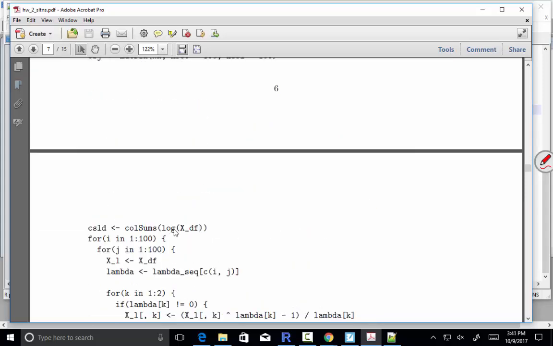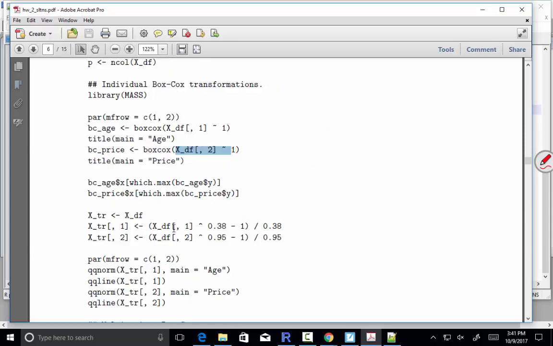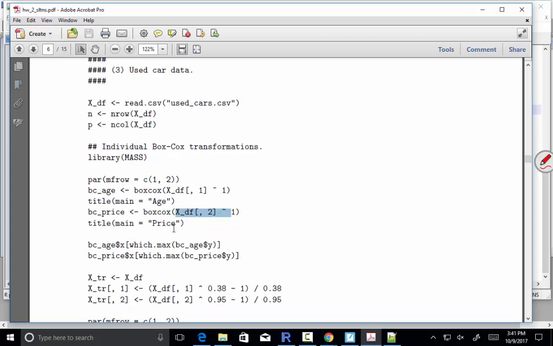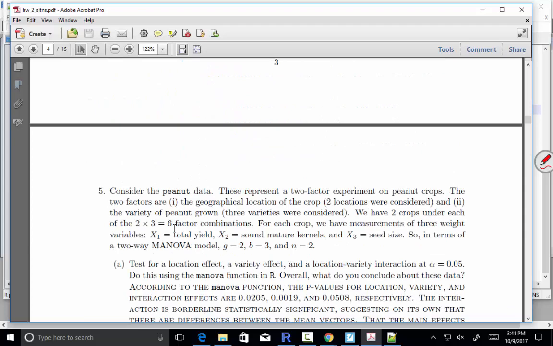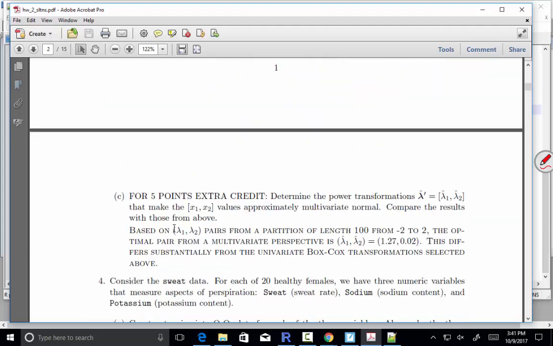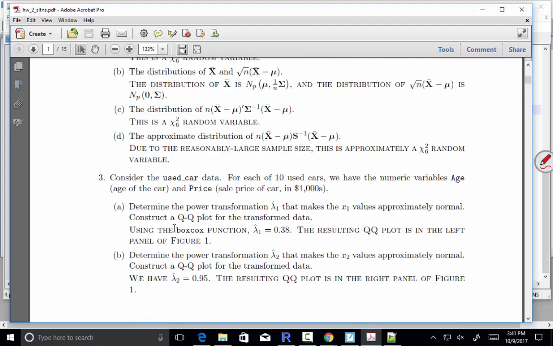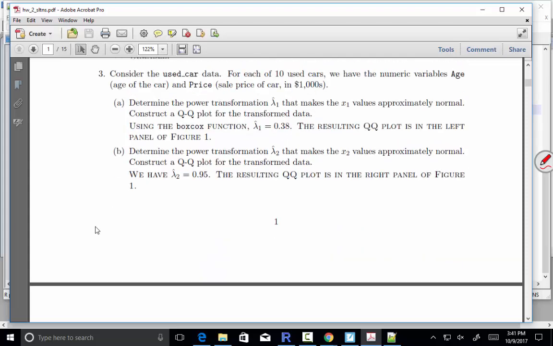Yes? Why did you do a transformation here if it was approximately normal? I think the test actually suggested that multivariate normal looked reasonable. In the earlier part of the question, did you look at QQ plots? Is that what you're saying? Oh no. So what is your point with the used car data? It was normal before transformation, based on QQ plots?